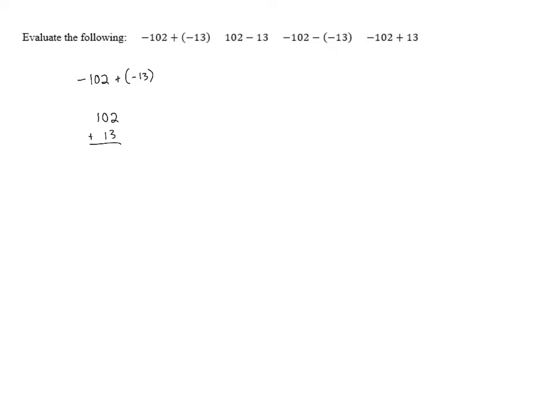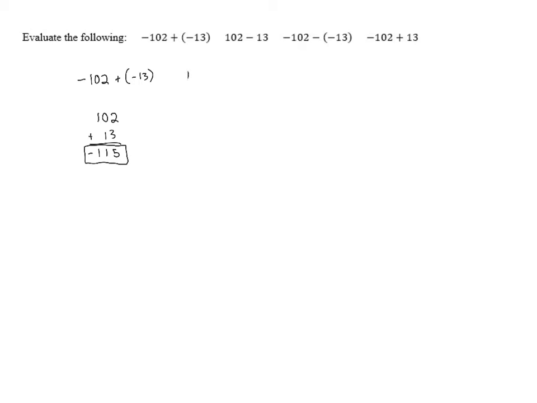We add from right to left, 3 plus 2 is 5, 1 plus 0 is 1, and then 1 just gets brought down. So we have 115, and we know that this is going to be negative because the larger of the two numbers we were adding was a negative number. So we end up with negative 115 for that one.